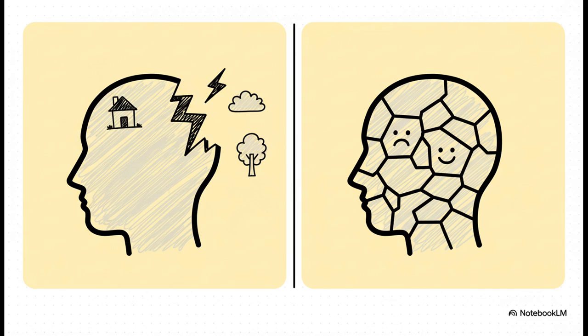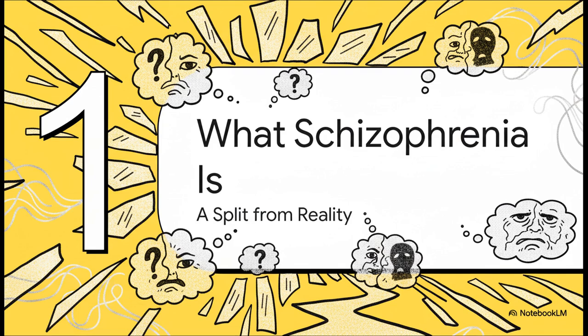A split in identity, well, that belongs to a totally different condition, dissociative identity disorder. And we'll circle back to that one later. If you can just lock this one distinction in your mind, everything else we're about to talk about will make so much more sense. Okay, so if it's not multiple personalities, then what is it?